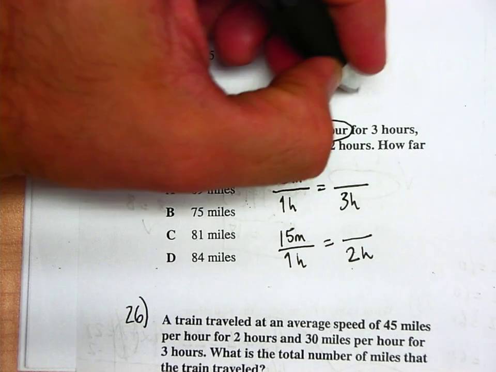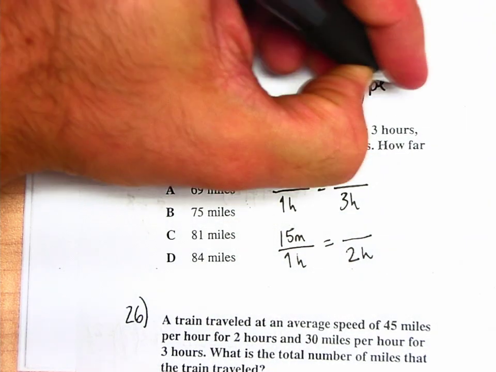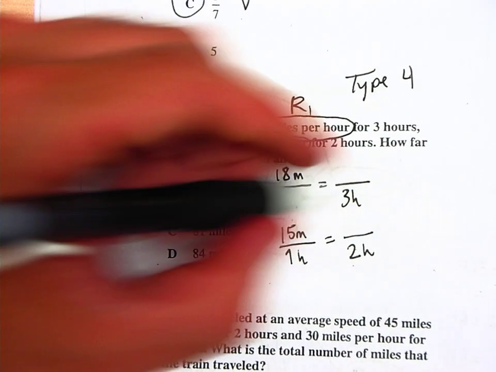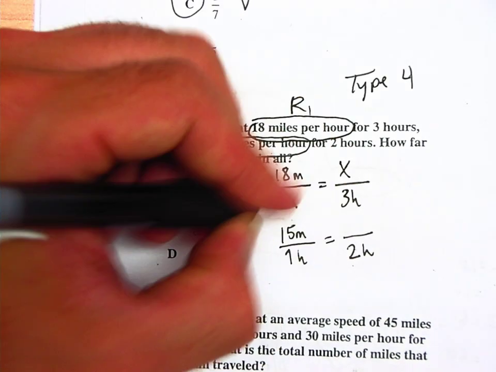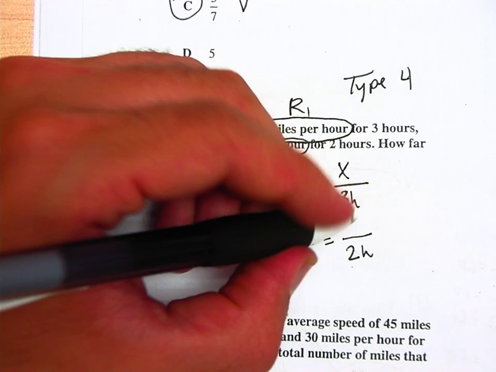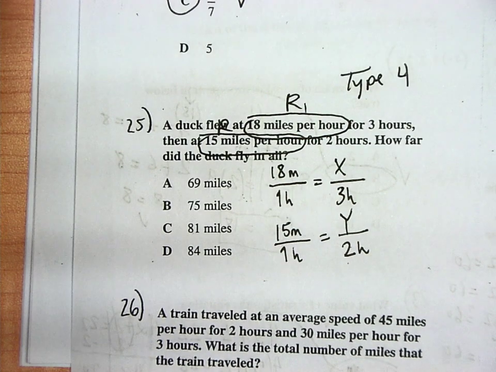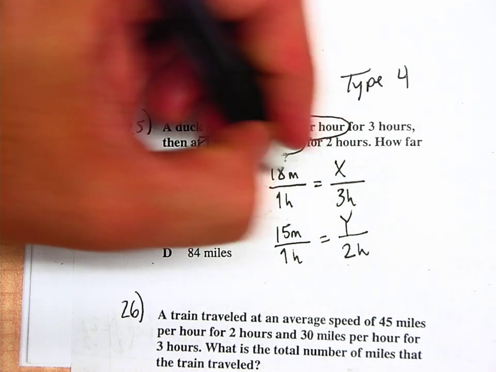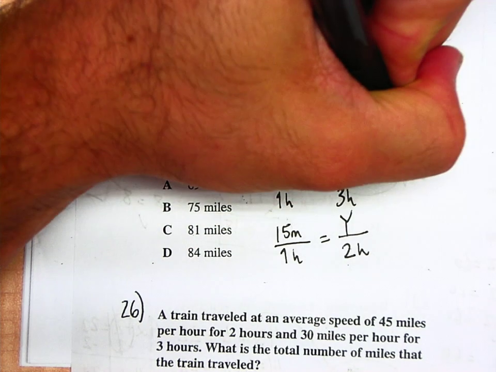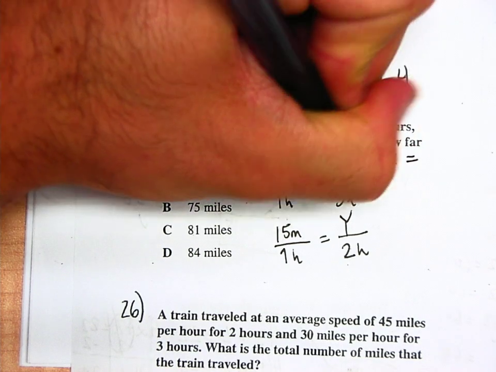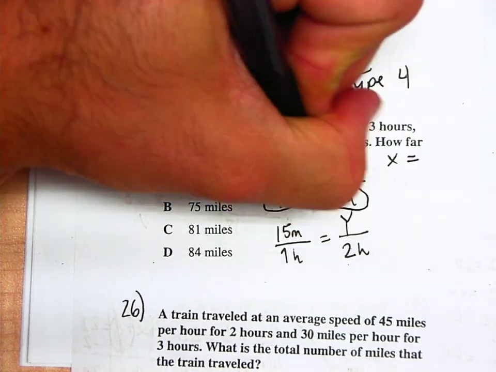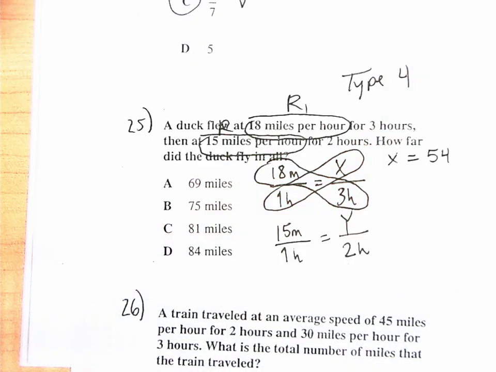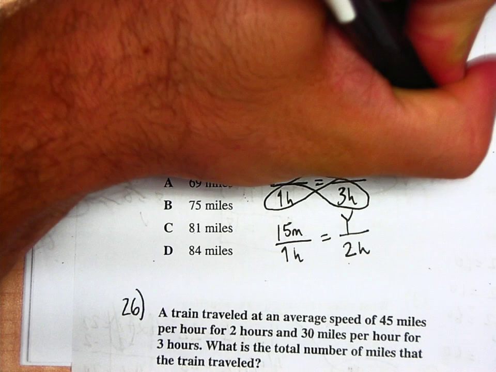To make a connection here, this is a type 4 problem with proportions, because I need to write 2 different proportions to solve this problem. I need to figure out what x is, how many miles it will fly in 3 hours. I need to figure out y, how many miles it will fly in 2. If I were to cross multiply and divide, 1 times x is just x. 18 times 3 is 54. And so x equals 54.